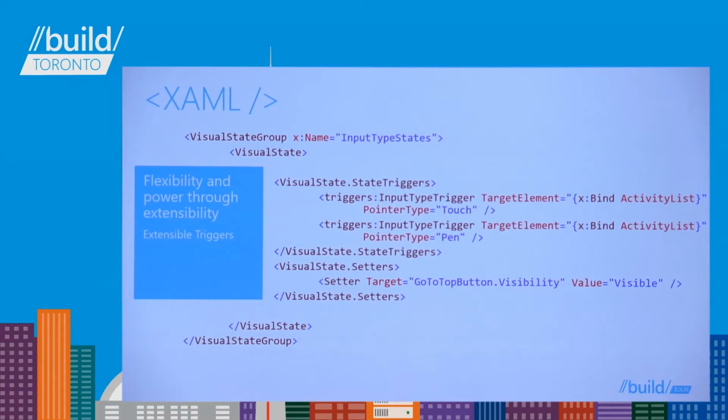We've also added the ability for you to create your own extensible triggers that can do anything on the platform. You can create an extensible trigger that can detect what device you're running on or detect what input you're running on. In this case, there's an input type trigger that we've created that allows you to bind to an activity list depending on what input you're using, if you're using pen or touch, and then set some specific setters. Now I have a quick demo that I want to show you of how this looks.